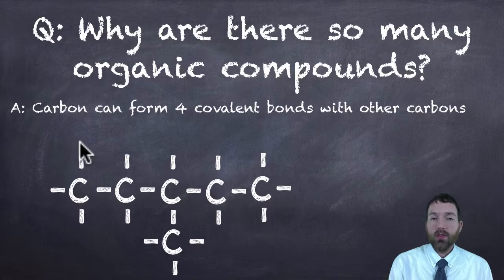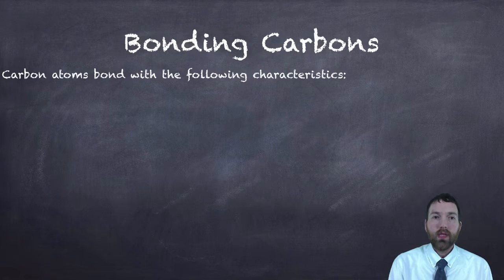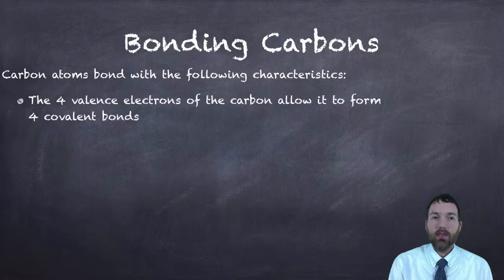You can go in mostly a straight line like this. You can go in ring patterns. There's double ring patterns. It's almost limitless how many different ways carbon can bond with itself. And that's what makes organic chemistry so complicated. So carbon atoms bond with the following characteristics.